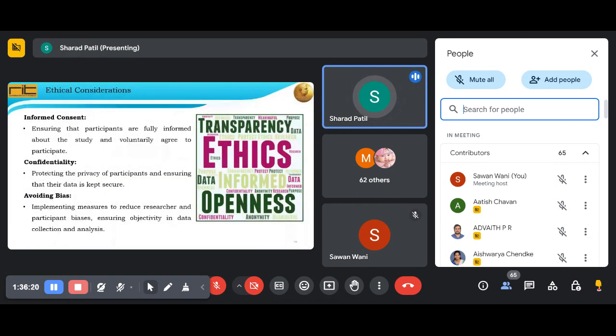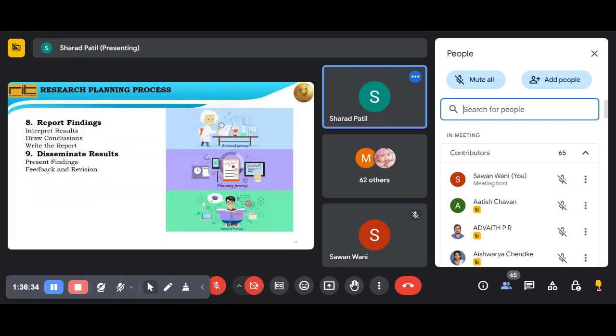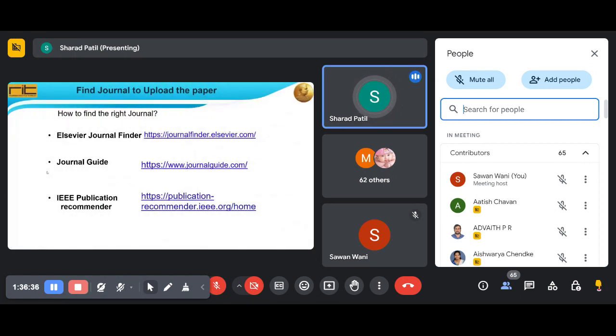Now, once you have the ethical considerations, your research design and planning, you have collected and implemented data and validated it, and you are ready to publish the work. Then these are some of the sites I would like to highlight to you. There are different publishers where you can present the work.